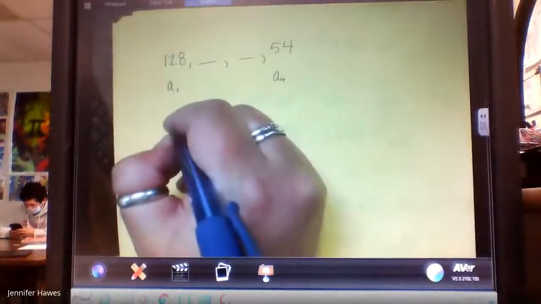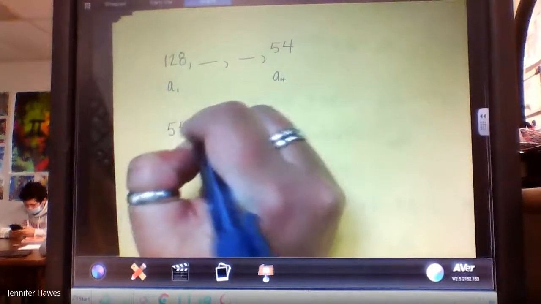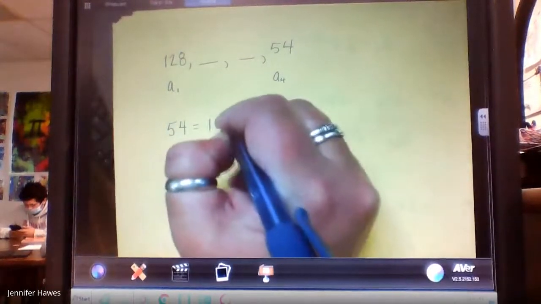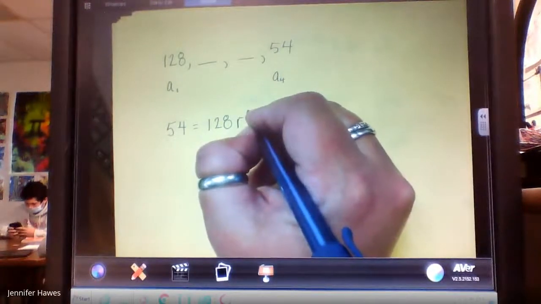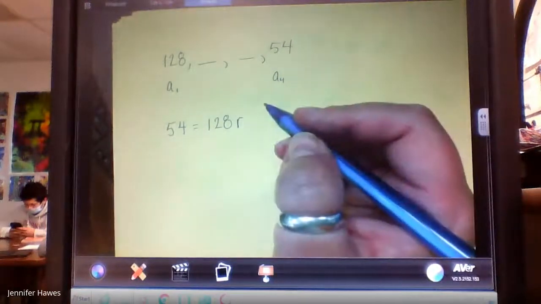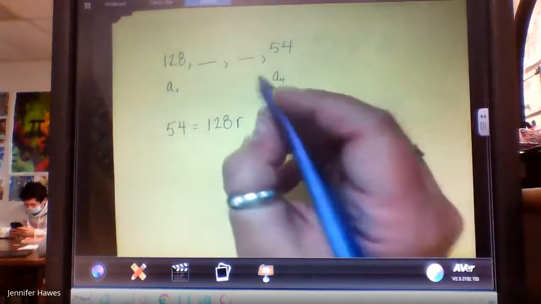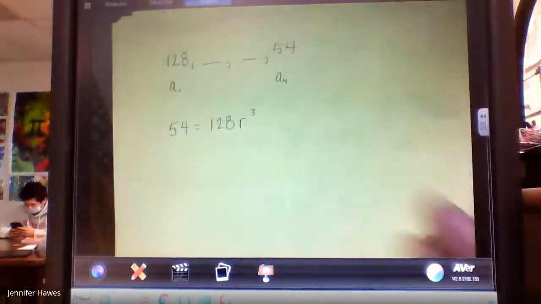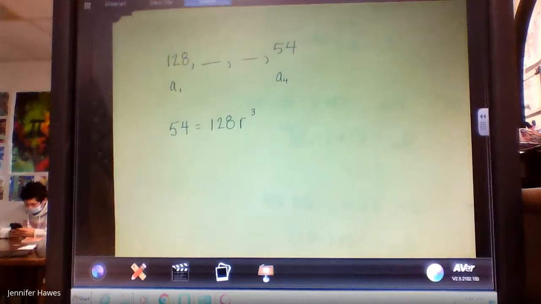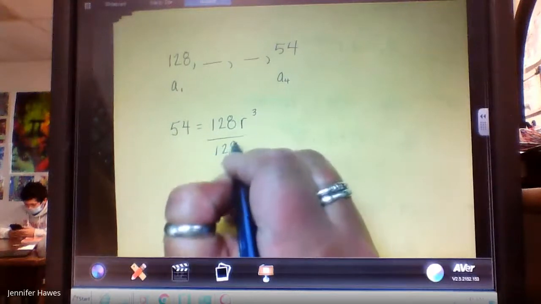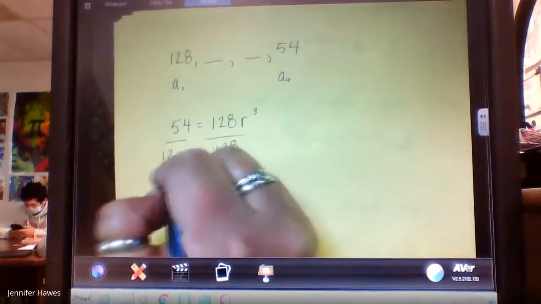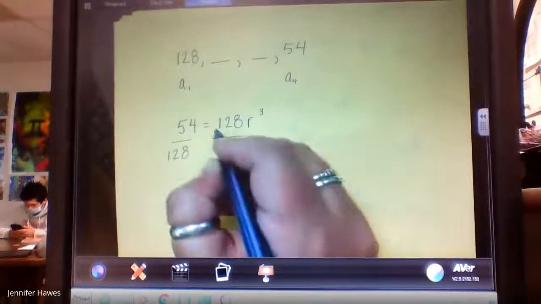All right. So I got 54 equals 128 r to the, that would be n minus 1. And since my n was 4, that would be... Okay, now I'm going to divide both sides by that number right there.